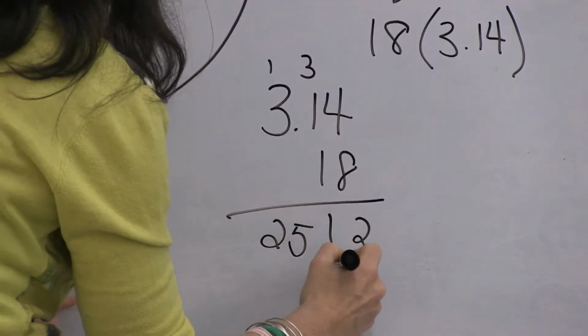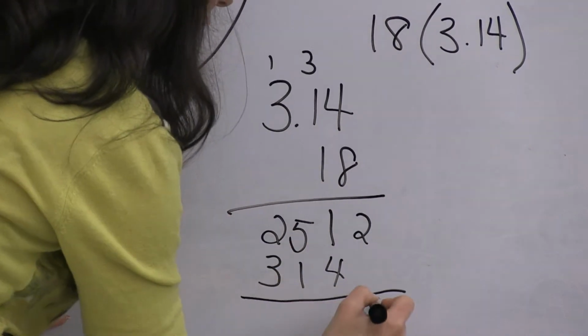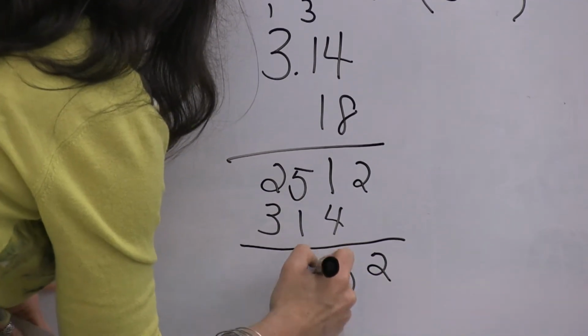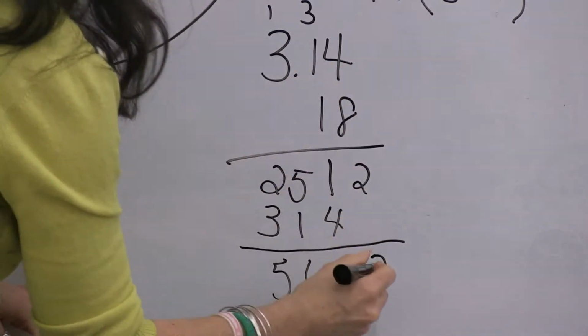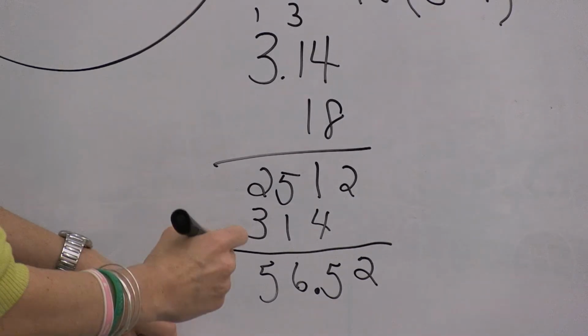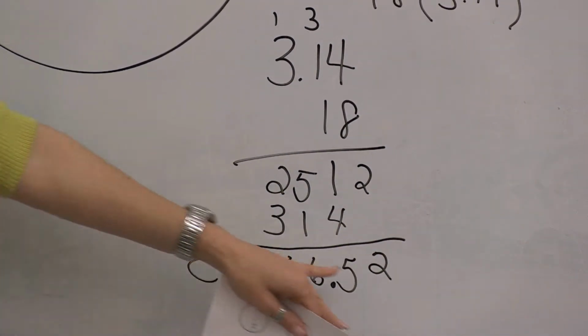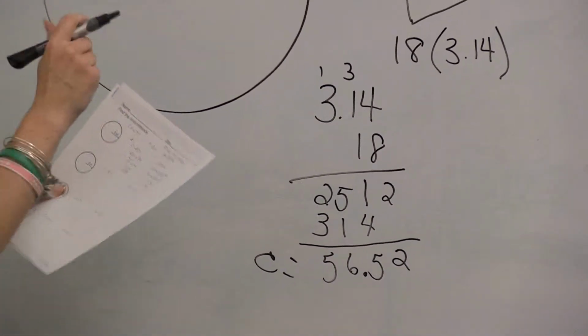1 times 4 is 4. 1 times 1 is 1. 1 times 3 is 3. We're going to add these across. 2, 5, 6, 5. How many decimals? 2. We start over 2. So there's your answer. Your circumference right here is C equals 56.52. Okay?